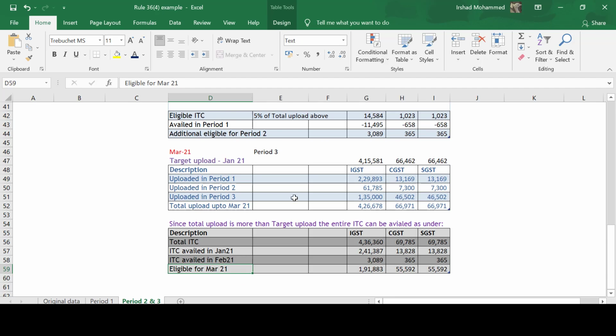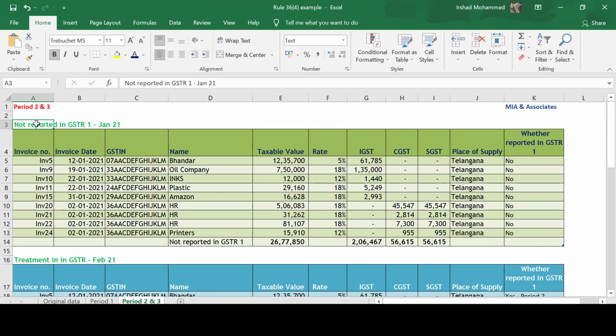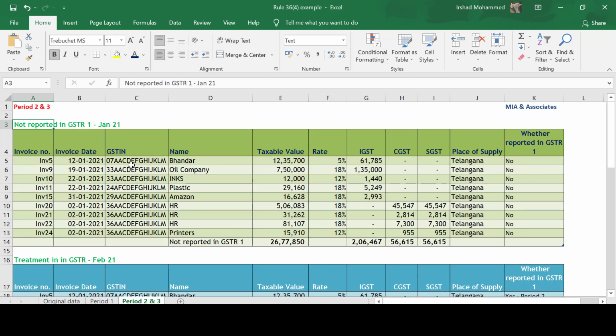So let's now go to period 2, which is February 2021 in our case study. Note, however, that we are not dealing with February data. We are dealing with treatment of January data in February. So this is very important. We have this data for period 1, and then we have this data for period 2 and 3, and we have carried forward the data of January 2021 only, and for the purpose of this case study, we have not included the data for the month of February. So we are dealing with only the January.